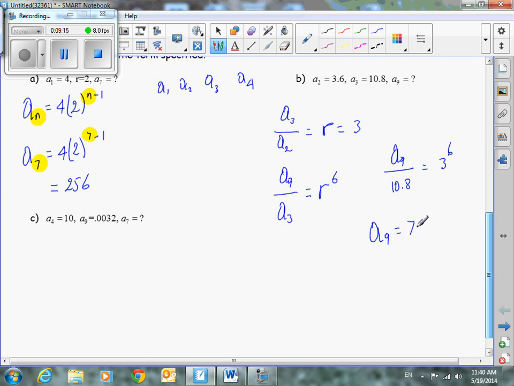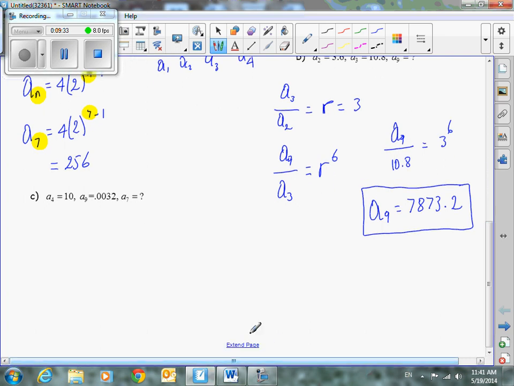Go ahead and use your calculator and tell me what A9 is. It's 7,873.2. I know it is, but it's way better if you fully understand what you did on Friday. This is very easy. Let's look at C.